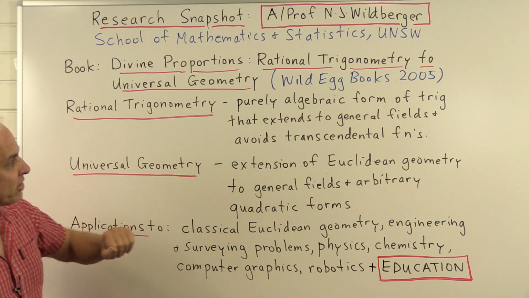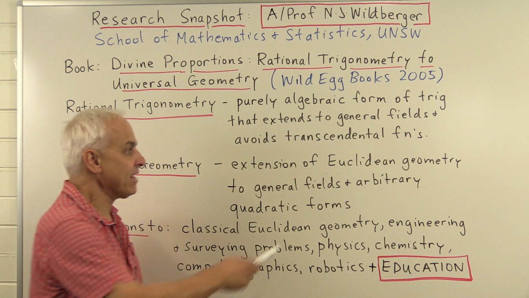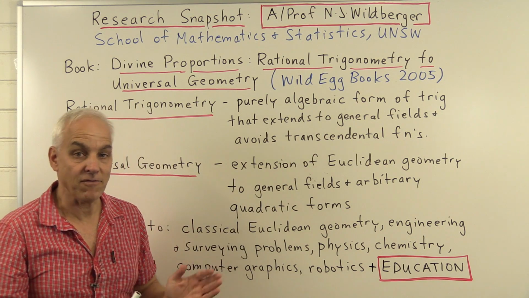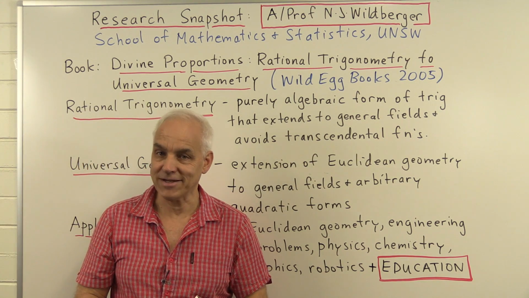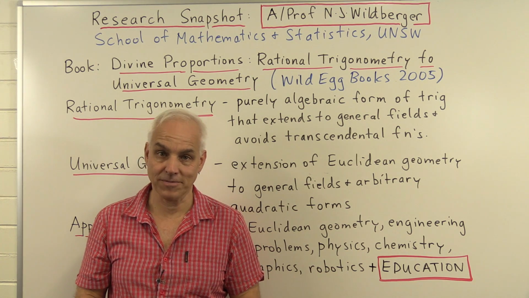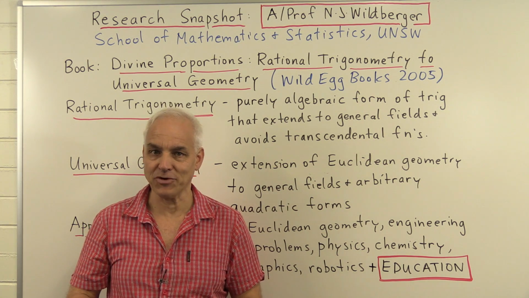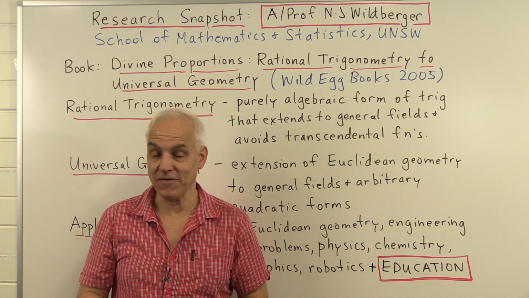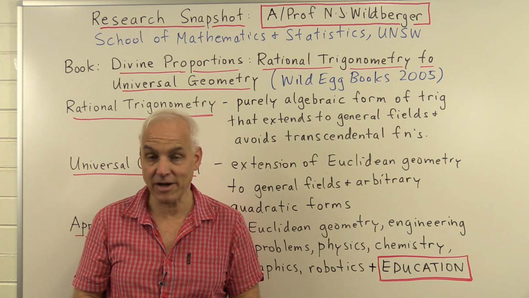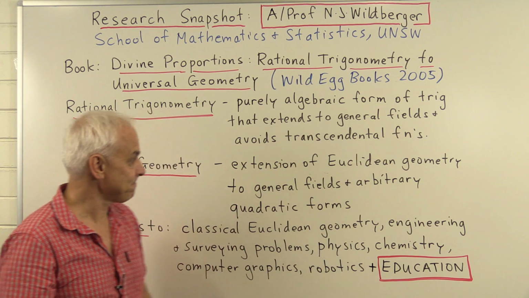Okay, so rational trigonometry is a purely algebraic form of trigonometry that extends to general fields and avoids entirely transcendental functions like cosine, sine, tan, and so on. You might think it'd be impossible for trigonometry not to involve those very familiar functions, but in fact it is possible, and it turns out to be a big improvement.